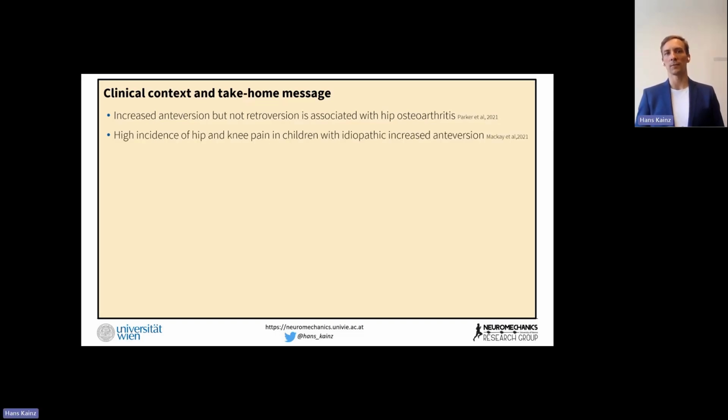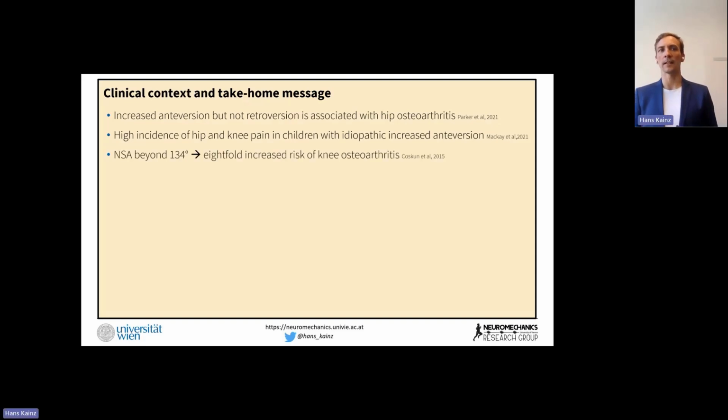Furthermore, studies showed high incidence of hip and knee pain in children with idiopathic increased anteversion, which also is in line with our findings. Another study showed that a neck shaft angle beyond 134 degrees increases the risk for knee osteoarthritis by a factor of 8. And we also saw with the increasing neck shaft angle a huge increase in the joint loads, which might help to explain this clinical observation.